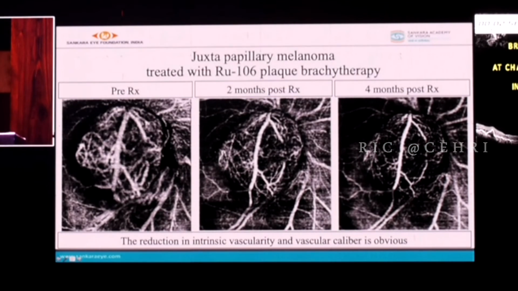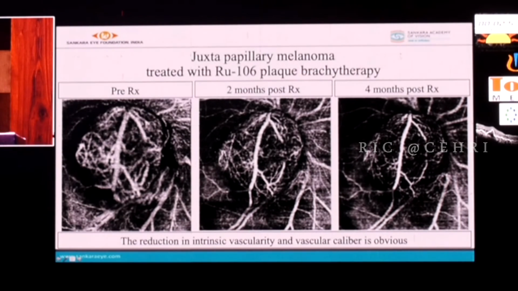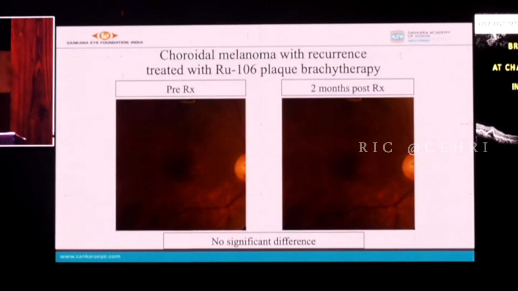You can do an OCTA, and you can see the caliber of the vessels and the density of the vessels decrease post-radiation. So this will give us a clue that you put the plaque in the correct place, and the tumor is possibly on its way to regression.